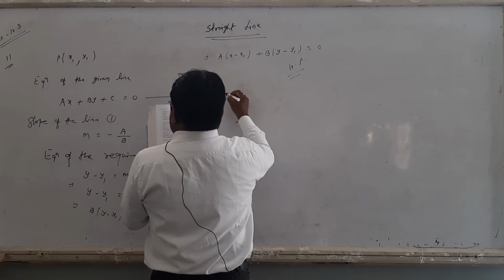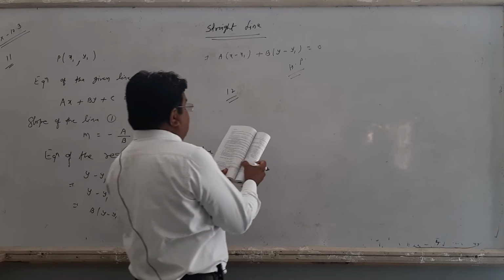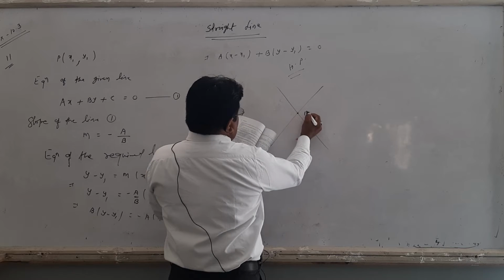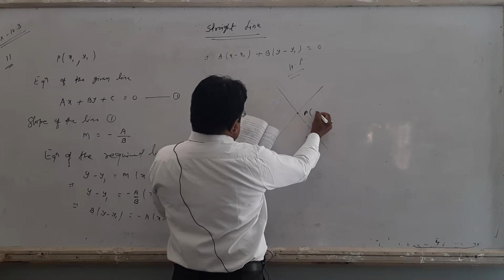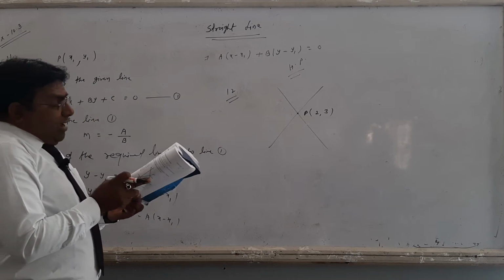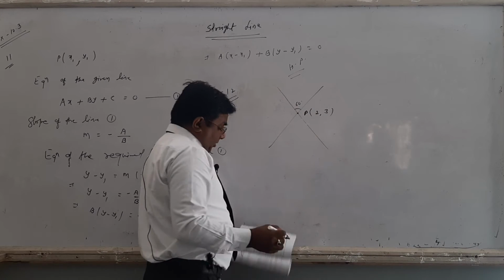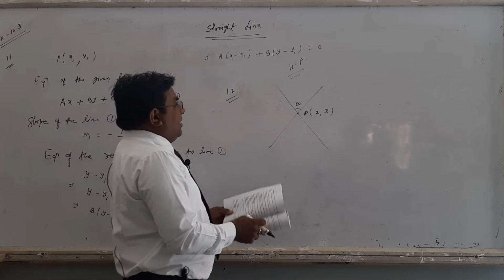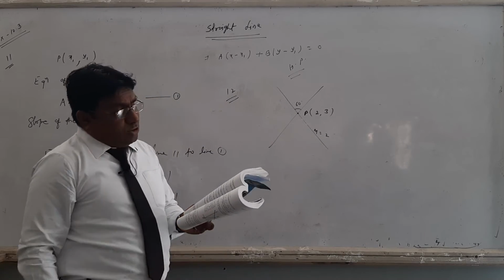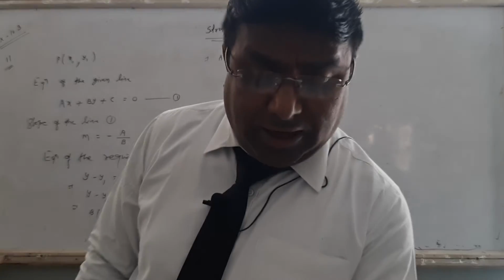Now question number 12. Two lines passing through the point (2, 3) intersect each other at an angle of 60 degrees. There are two lines, and they intersect at this point, and the point is given. Both lines intersect, that means meet, at this point P, whose coordinates are given as (2, 3). And the angle between the two lines is given as 60 degrees. The slope of the first line is given, m equals 2, and find the equation of the other line. Now look here, student, our first thing is a very simple question: find the equation of the other line.